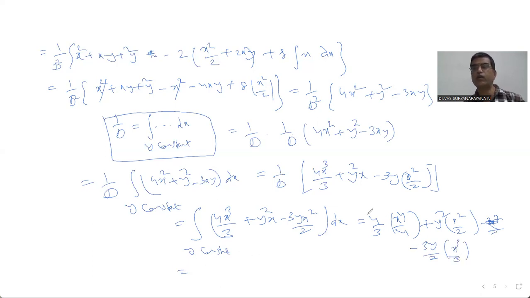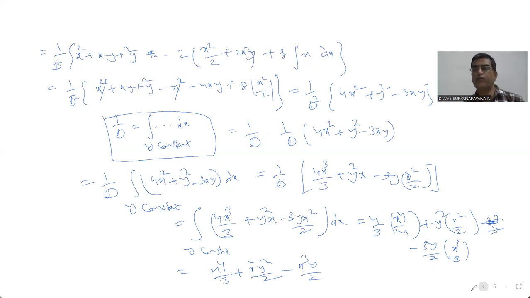So finally what we got here: 4 got cancelled, so we got x power 4 by 3 here plus x square y square by 2, and here 3 got cancelled, minus x cubed y by 2. So x power 4 by 3 plus x square y square by 2 minus x cube y by 2, or after taking out 6 as common, we can write 1 by 6 into it, like that.